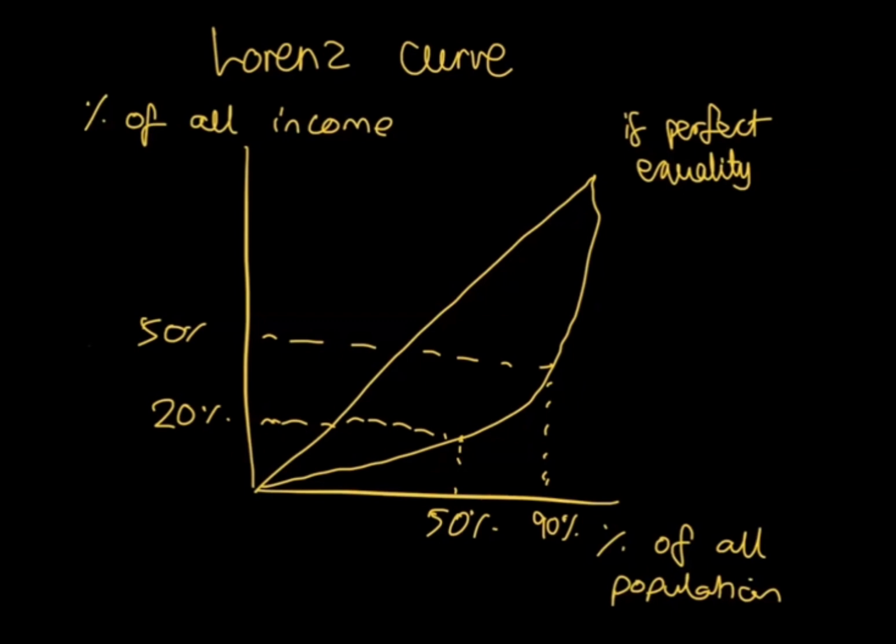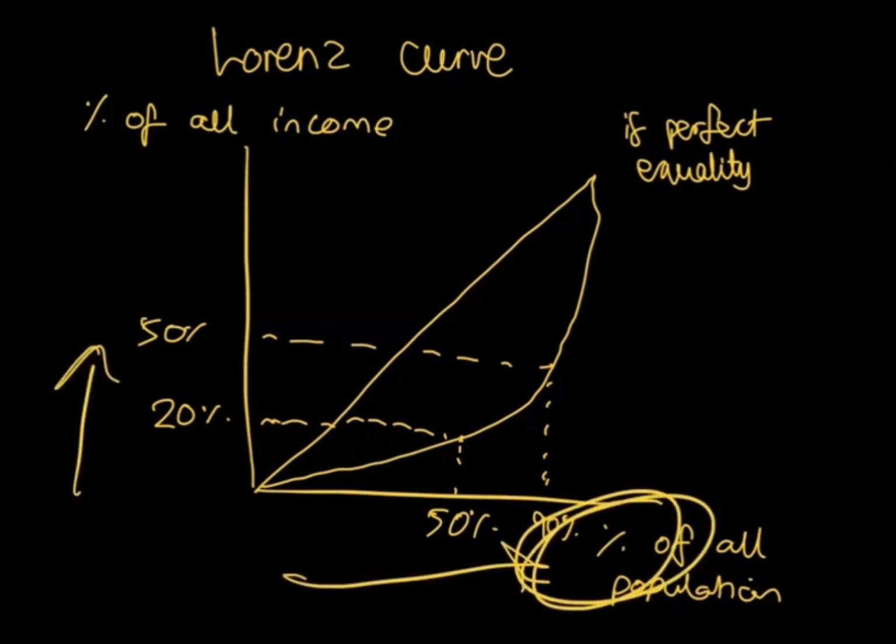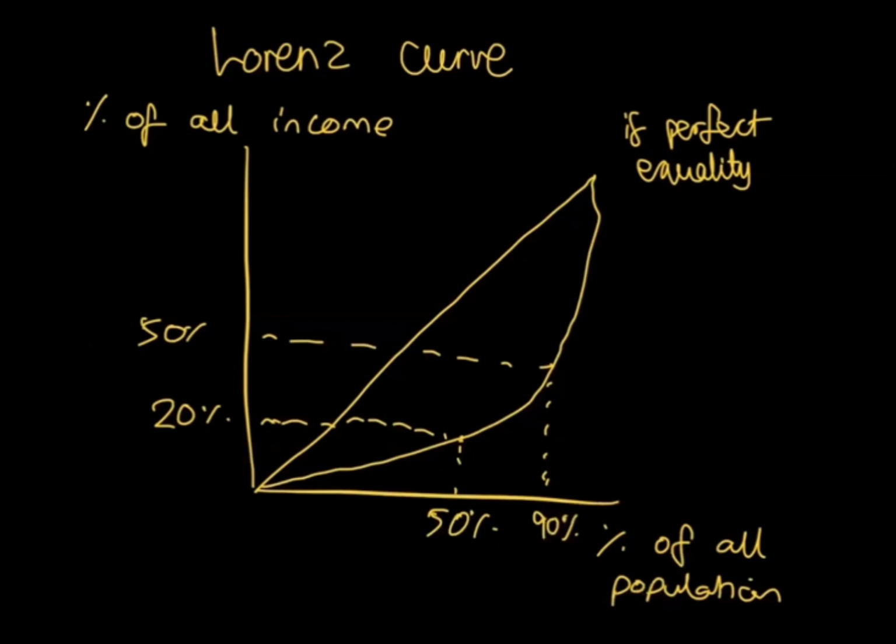Because 90% earn 50. So what's left? Oh, 10%. Yeah, that's what I meant. Got it. That's what happens in real life. And obviously, the more equal you are, the more the curve will be like this. You'll never be perfectly equal. Or worse countries will be like that.